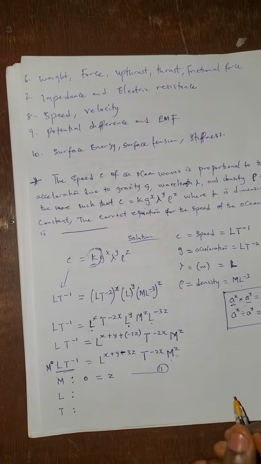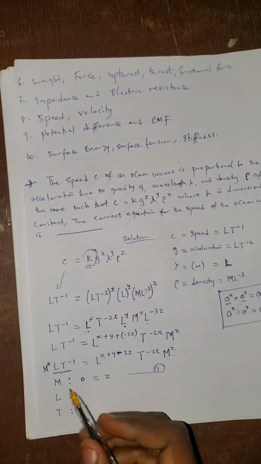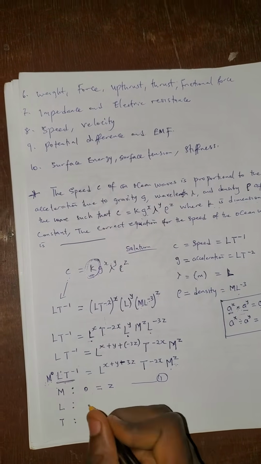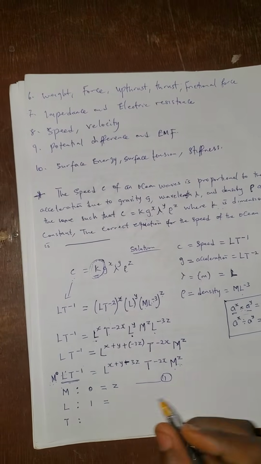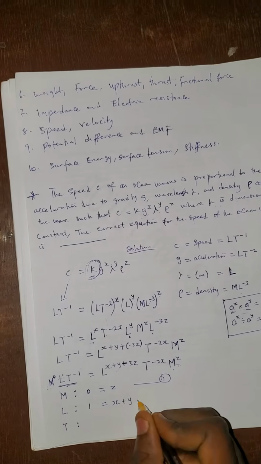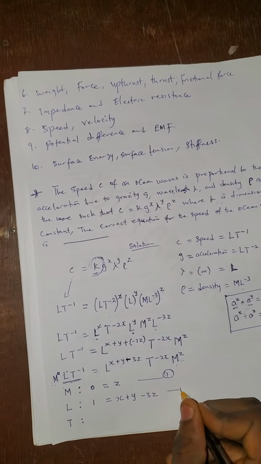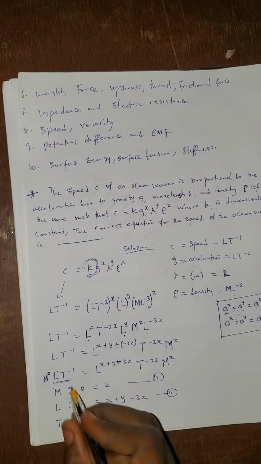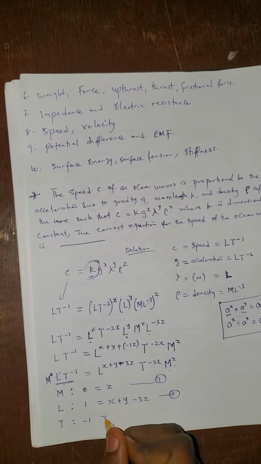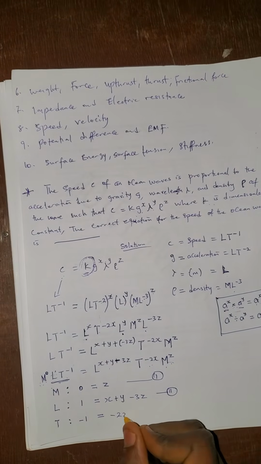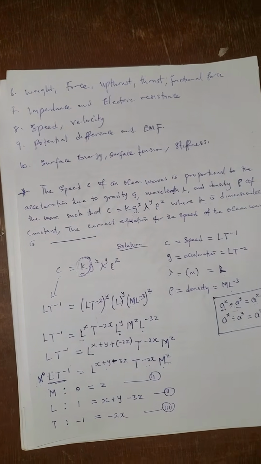So this is equation 1. Now what of L? The power of L at the left side is 1 because the power of L here is 1. So we have 1 equals to the power of L at the right side, which is X plus Y minus 3Z. This is equation 2. Now the power of T at the left side is minus 1 equals to the power of T at the right side, which is minus 2X. This is equation 3.